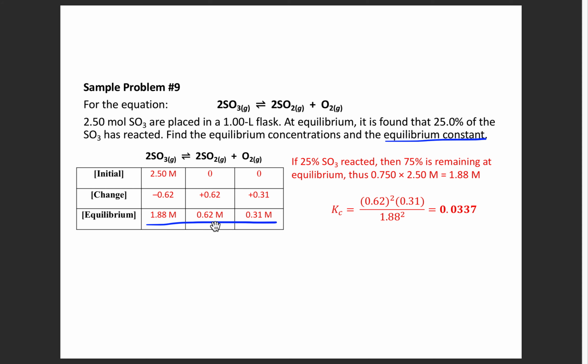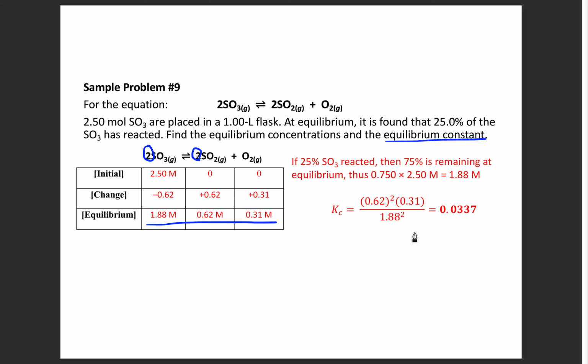All right, so we're going to have 0.62 squared because you have the coefficient of 2, so that's 0.62 squared. There's your concentration of sulfur dioxide. And then we have that times your concentration of O2, and that's a coefficient of 1, so there's just an invisible 1 here. So there's 0.31. That's what we're putting up here. Down here we have our reactant concentration at equilibrium. So that's your 1.88, and that's going to be squared because of this coefficient of 2. So we have to make sure that you square that.